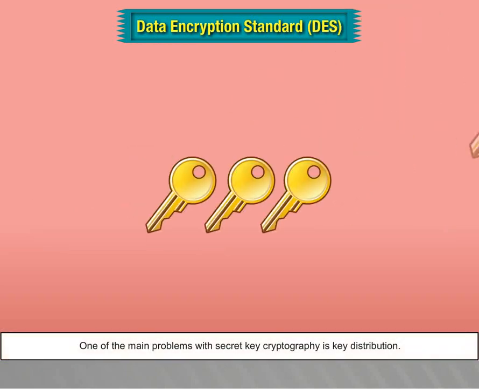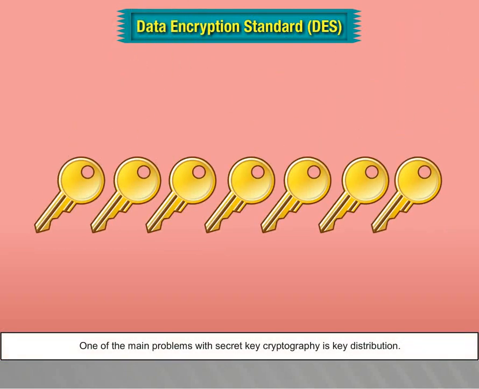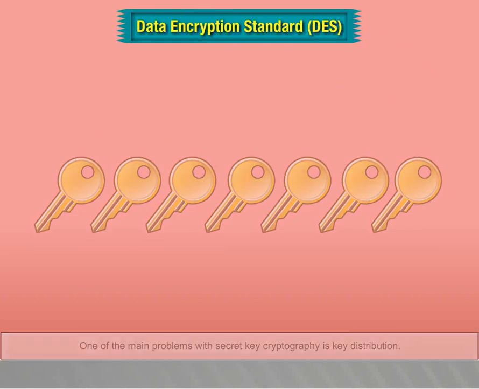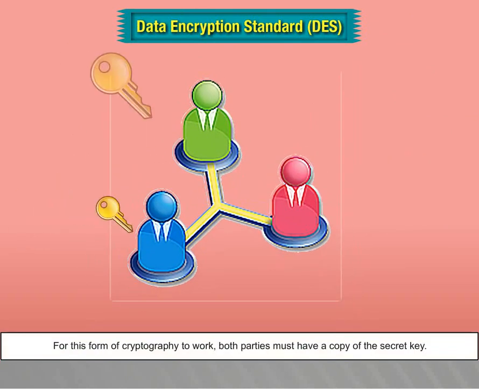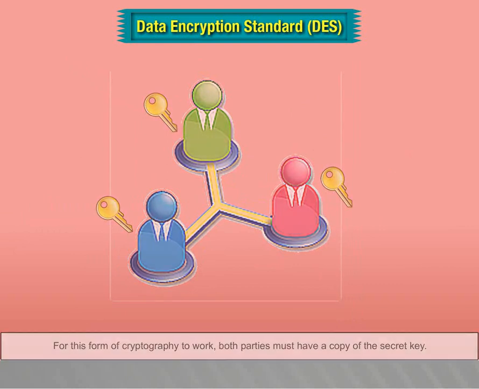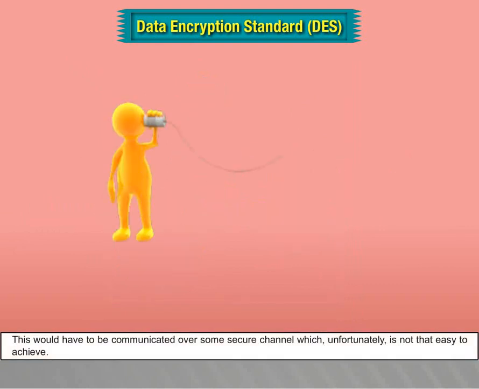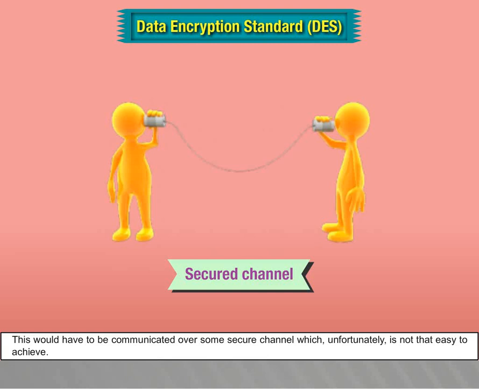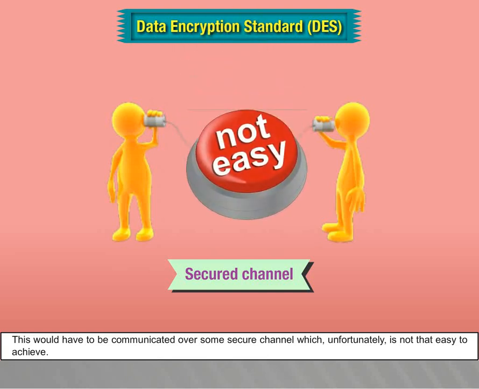One of the main problems with secret key cryptography is key distribution. For this form of cryptography to work, both parties must have a copy of the secret key. This would have to be communicated over some secure channel, which unfortunately is not that easy to achieve.